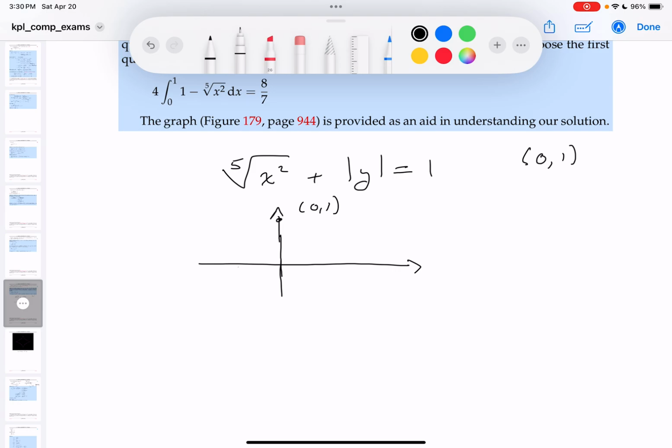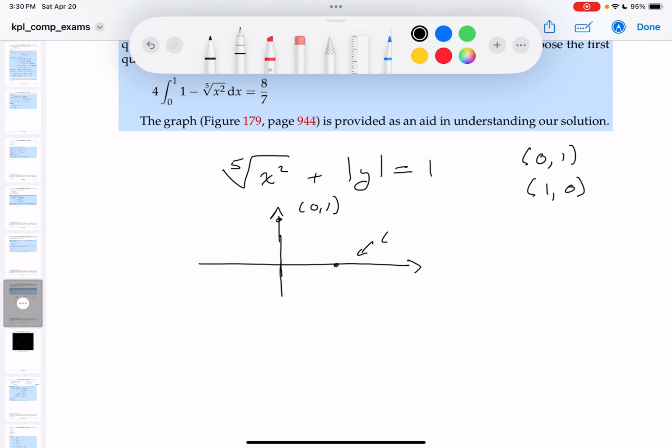Now, by the way, y can't exceed 1. There's no way that could happen because you're adding something onto it. If it's 0, it's just not going to happen. And then I look at the other end of the spectrum. What happens when the fifth root of x squared becomes 1? That happens at x equals 1. The y would have to be 0 there, and it's not going to exceed that either.